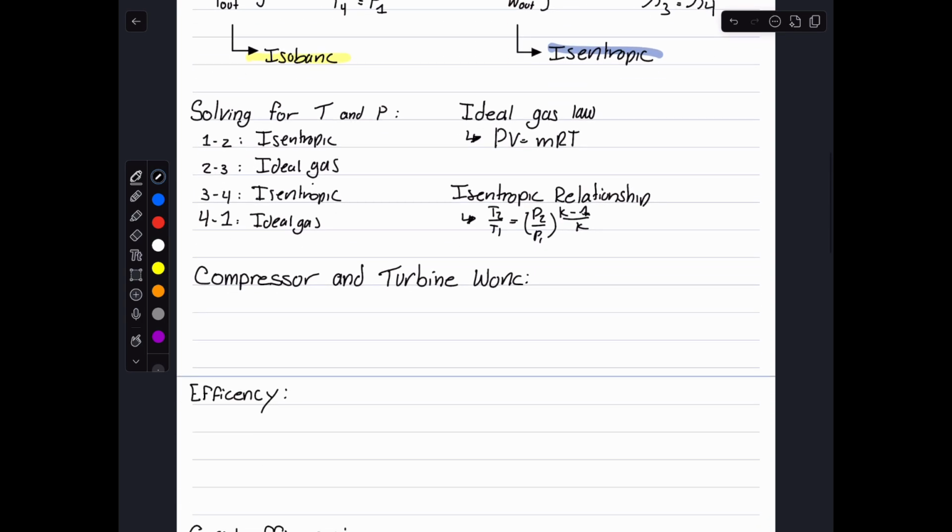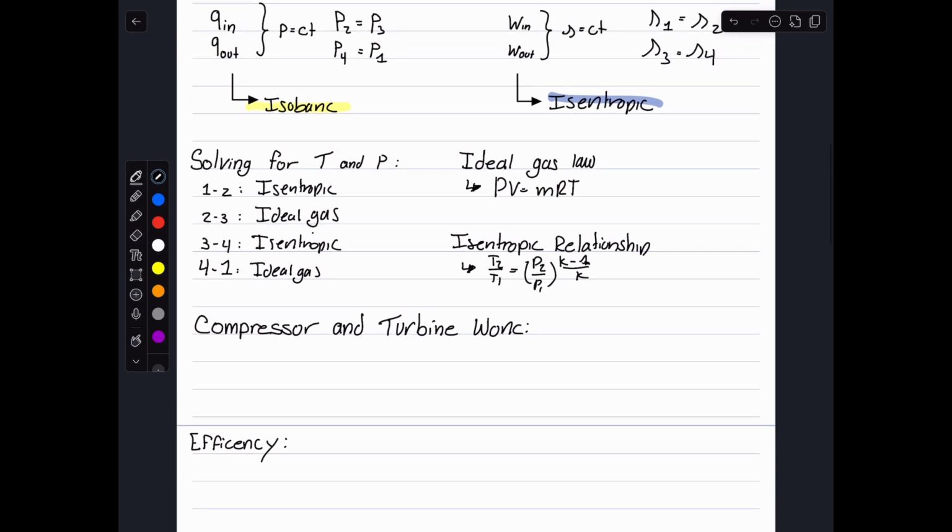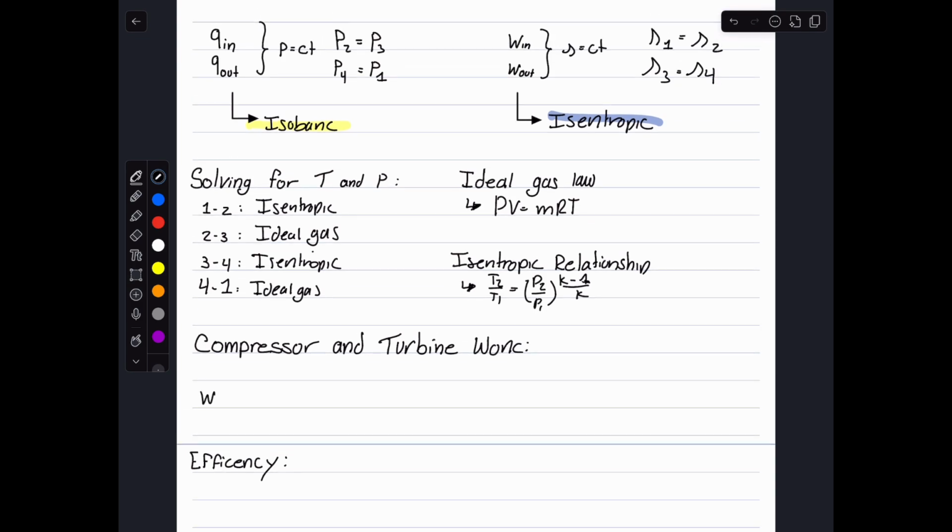Now, solving for compressor and turbine work. Firstly, for compressor work, we'll call it W12. We know that it is the enthalpy at point 1 minus the enthalpy at point 2, and this can be written as Cp (T2 minus T1). For the turbine work, we know it's the same ratio, and it'll be W34, H3 minus H4, and that is just Cp (T3 minus T4).